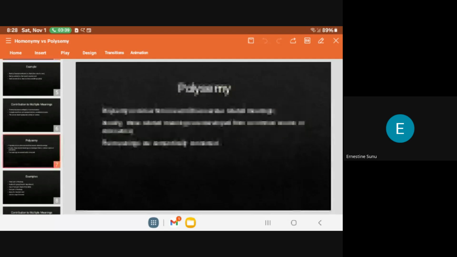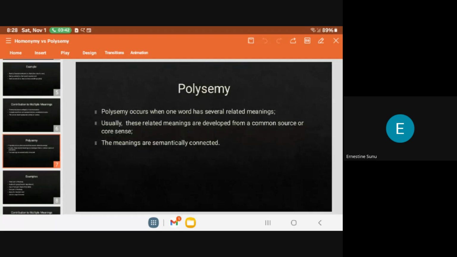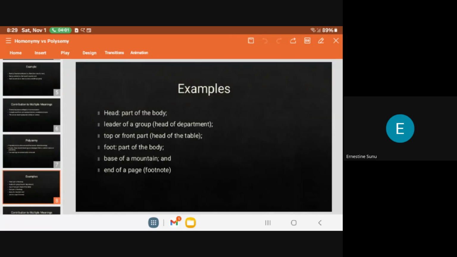Then let's come to polysemy. So with polysemy, you are saying that, yes, we have one word, but the meanings are related, exactly the opposite of homonymy. With polysemy, the same word, but the meanings are related. And I use this example, head. So when you talk about head, yes, head is a part of a body. When you say the part of the body, it's at the very top of the body. Then also, this same head can mean leader of a group. And when we talk about the leader of a group, he's at the very top of the group.